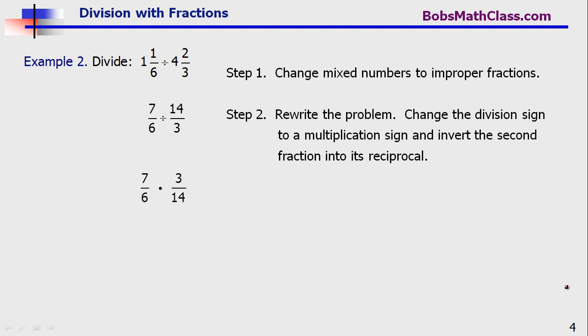Now we're going to do our reducing. 7 and 14 by 7, and the 3 and 6 by 3. Seven goes into 7 once, 7 goes into 14 twice, and 3 goes into 3 once, and 3 goes into 6 twice. Now we can multiply across. That gives us 1/4. Remember, we have to write the 1 in the numerator. If the answer were 4/1, then 4/1 is equal to 4. But 1/4 is still equal to 1/4.